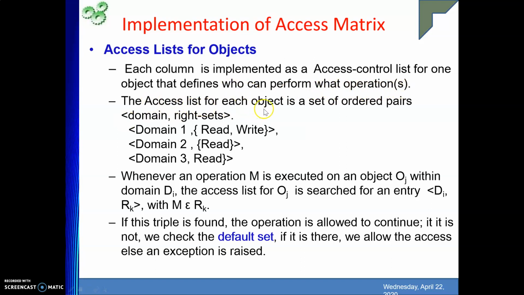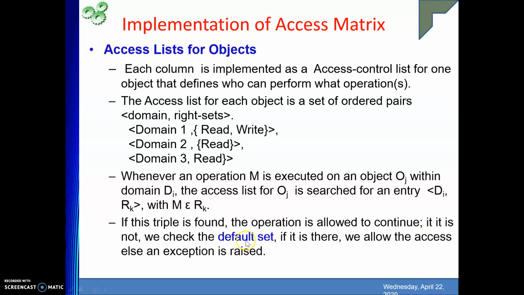So the access list for each object is a set of ordered pairs: domain, right set. Suppose for one object O1 we are talking: domain 1 can perform read, write. If it is domain 2, only read. Domain 3, only read. So whenever an operation M is executed on an object OJ within domain DI, the access list for OJ is searched for an entry, this one. And if M belongs to RK, the operation is allowed.